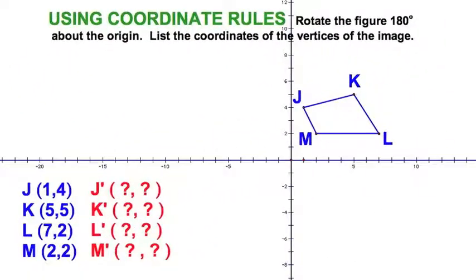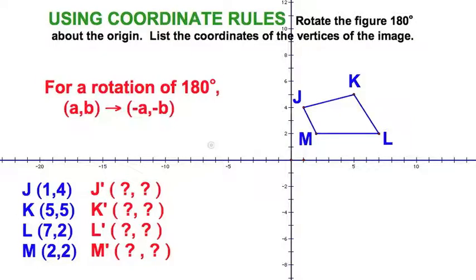In this example, we're going to use the coordinate rules for the rotation, and we're looking at rotating this quadrilateral JKLM around the origin 180 degrees. So let's look back at the rules for rotation. For a 180-degree rotation around the origin, a point (a, b) will map to (-a, -b). So this ought to be pretty quick.